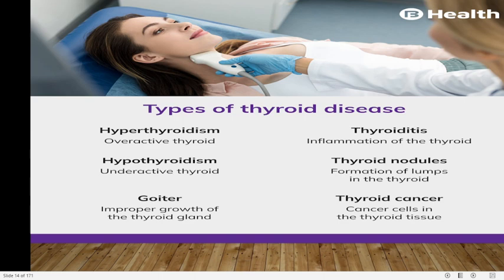Types of thyroid diseases. We have hyperthyroidism, an overactive thyroid, and hypothyroidism, an underactive thyroid. We have goiter, which is improper growth of the thyroid gland. We have thyroiditis, inflammation of the thyroid gland, and thyroid nodules, formation of lumps in the thyroid. We have thyroid cancer, cancer cells in the thyroid tissue.